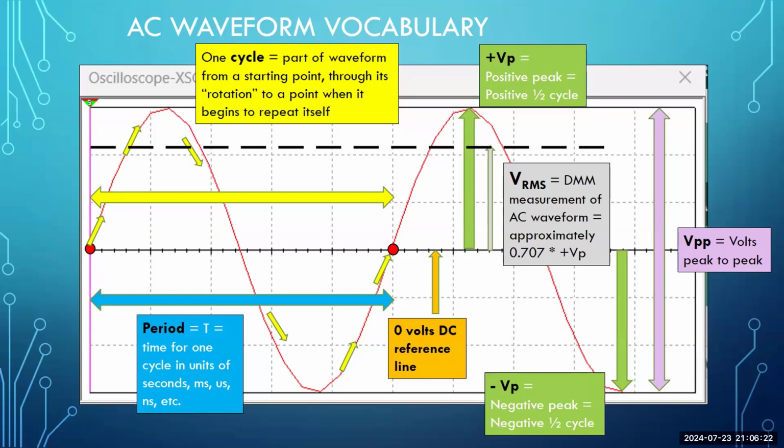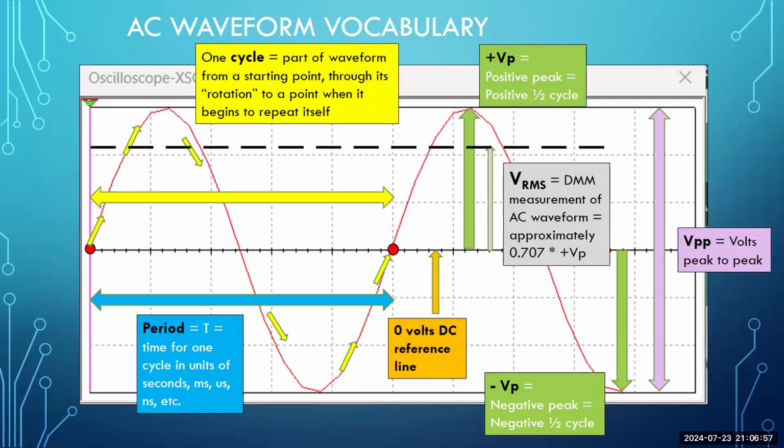You look at the other green arrow in the lower portion of your diagram, the green arrow on the right starts at the 0 volts DC reference line and points downwards to the negative peak. And so that particular value at that bottommost point of the negative half of the waveform is called negative V peak. So the negative peak is the negative half of the cycle. So we're done with the green arrows and the yellow arrows, green boxes and yellow boxes.